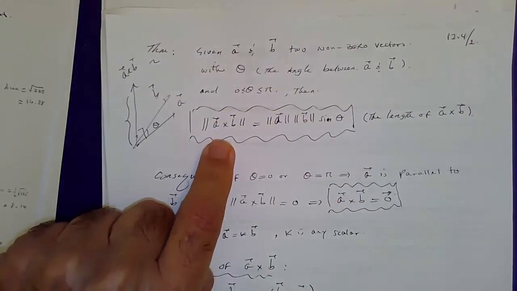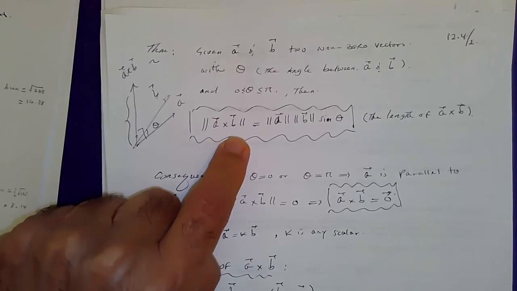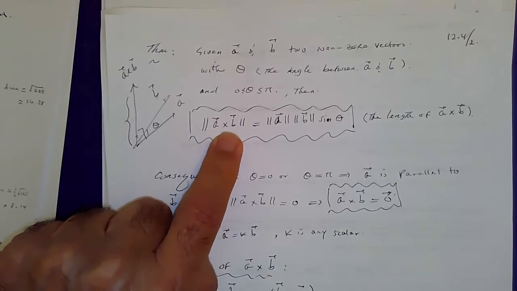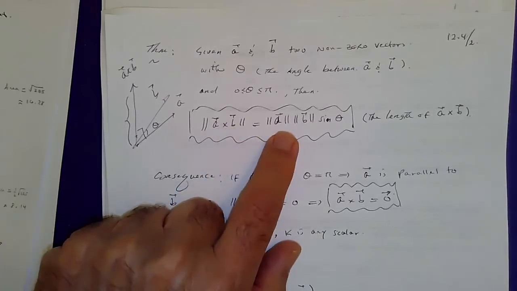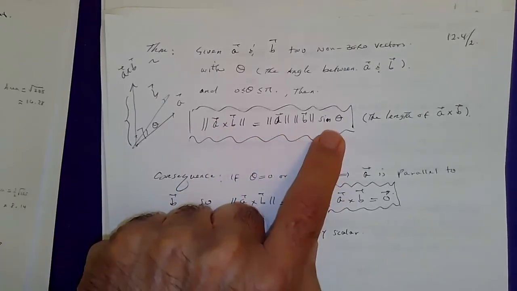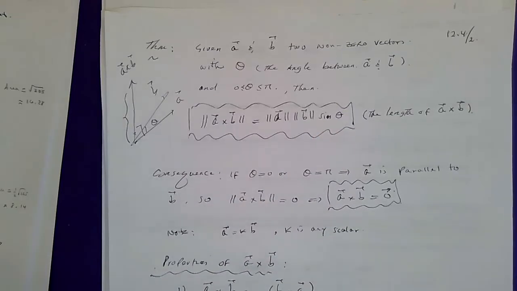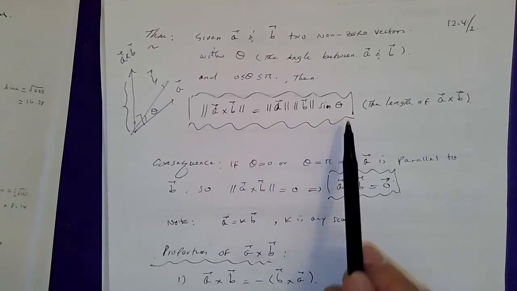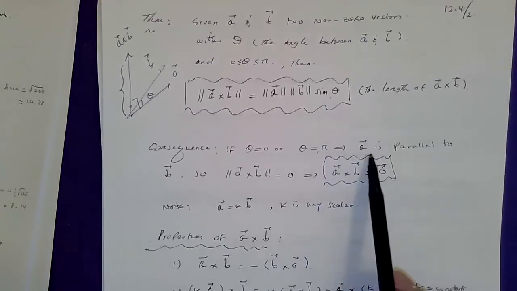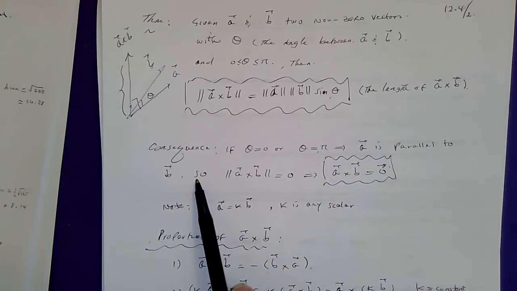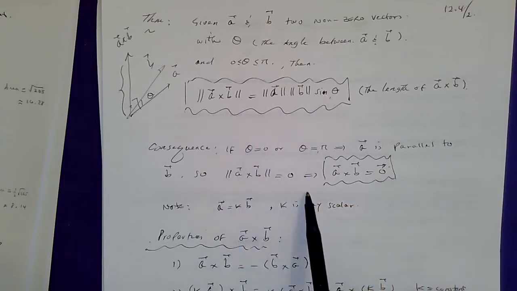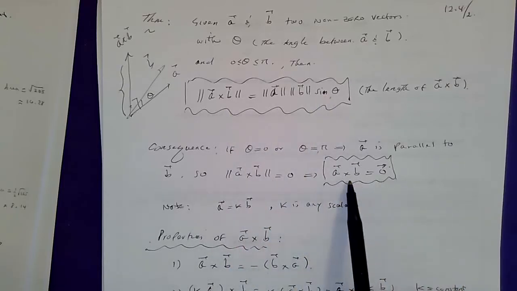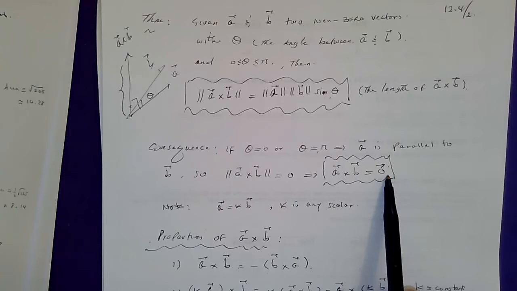Answer: the length of the vector cross product of two vectors A and B, that's how you read this, A cross B, is the magnitude of A times the magnitude of B times sine of theta, not cosine, but sine of theta. The consequence of this theorem is that if theta is 0 or pi, sine of 0 or pi is 0. Therefore, that shows you what? A is parallel to B, because if this is 0, the magnitude of the cross product is 0, which implies the cross product itself is 0.